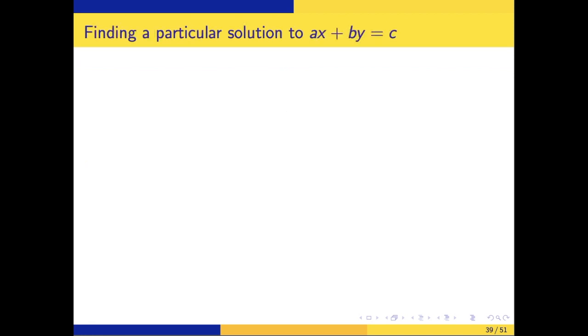Now we discuss how one can find a particular solution to ax plus by equals c, where c is not equal to d in general. Here by d we mean the GCD of a and b.